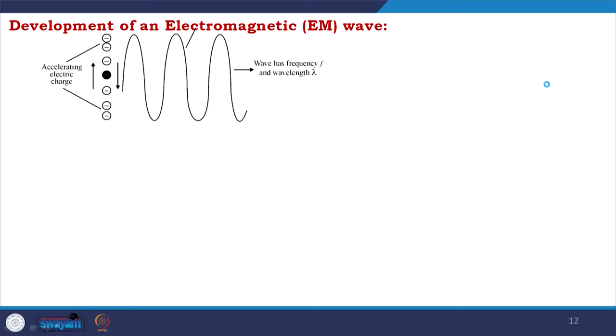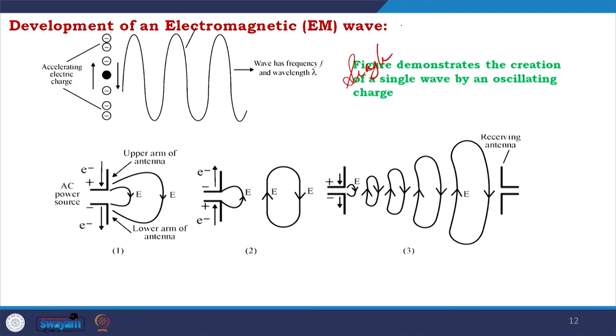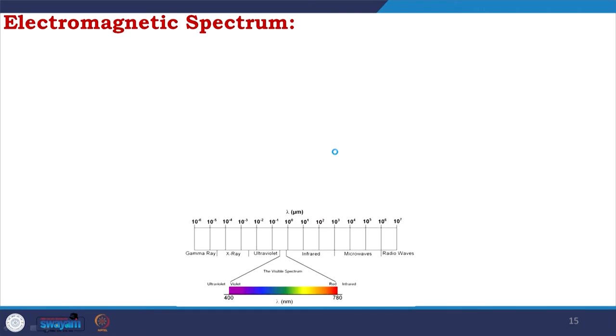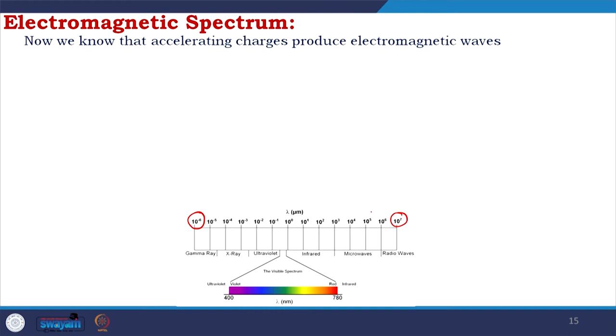The single wave is generated here, and then the actual electromagnetic wave which is going for experiment is created here. Coming to the electromagnetic spectrum, as I talked about, in terms of wavelength, it starts from gamma ray, where the wavelength is very low, to radio waves, where the wavelength is very high. In between, there are X-ray, ultraviolet, visible, infrared, microwave. So, this is what we call electromagnetic spectrum.